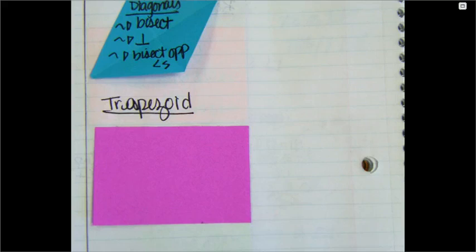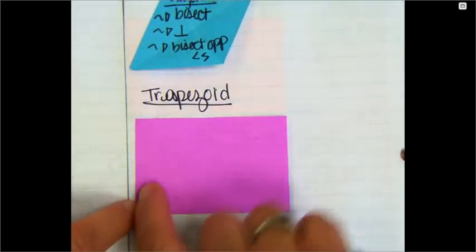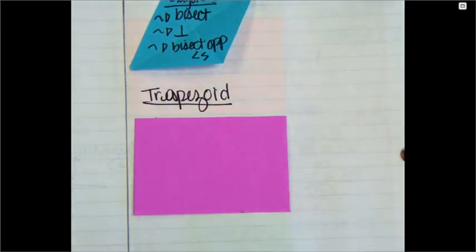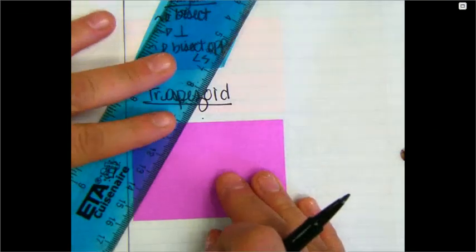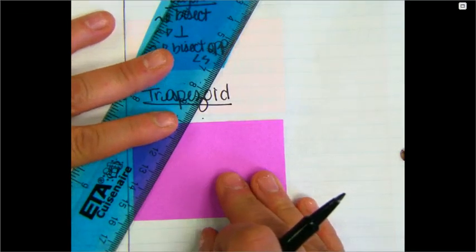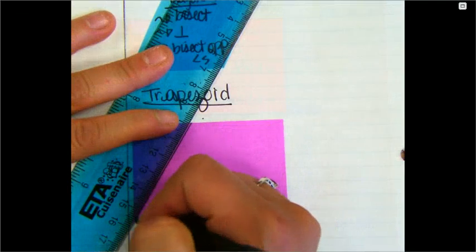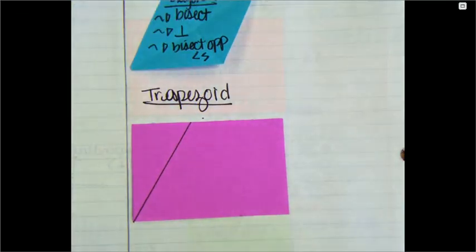All right, trapezoid. What are we starting with? They're all starting with rectangles, right? We're going to form our trapezoid. Are you ready? Okay, like we did the parallelogram, you're going to do the same thing. So you're going to still start in the corner, and you're going to draw a line, corner to the opposite side. Then cut it.